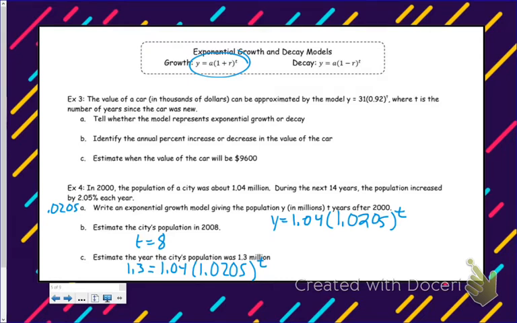All right, so if you had a chance to find those values in your calculator, then you would have gotten that in 2008 your population would have been 1.22 million. And then on that last question, you would have solved for x, and you would have found that your x value would have been 11, so in approximately the year 2011 you would have gotten that.